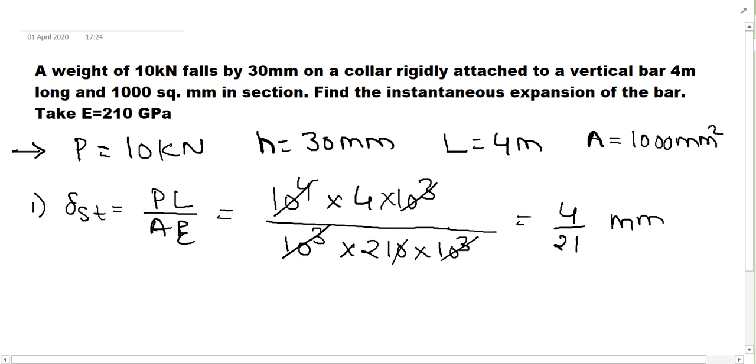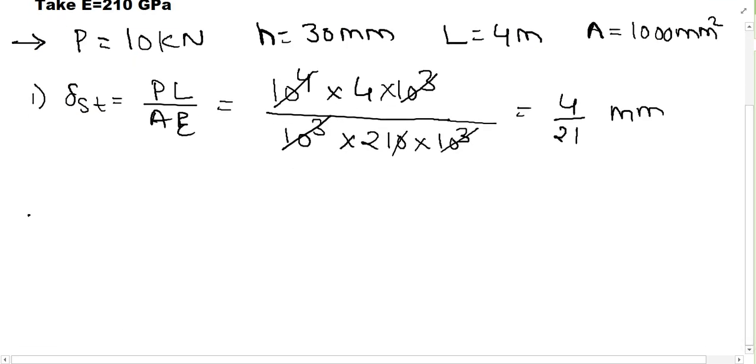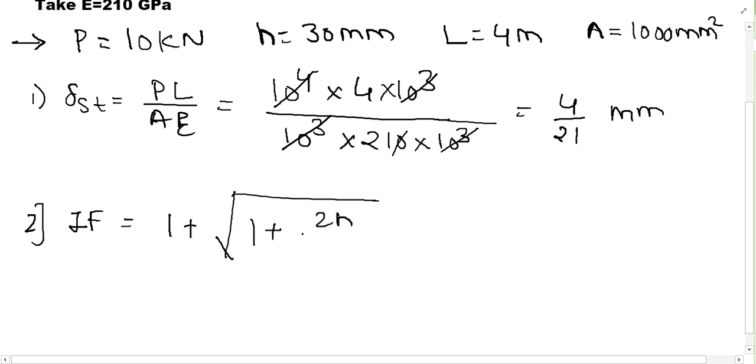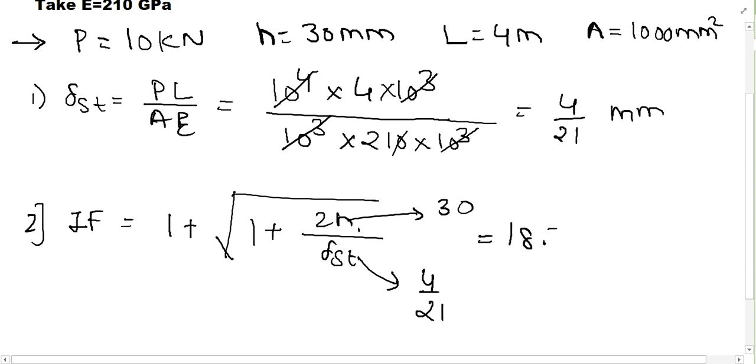Now use this delta static to find the second step, that is impact factor. So impact factor is 1 plus square root of 1 plus 2h upon delta static. So put here the value of delta static as 4 by 21 and the value of h, as given, 30 mm. If we put 30 here, the answer that we will get will be 18.77 mm.